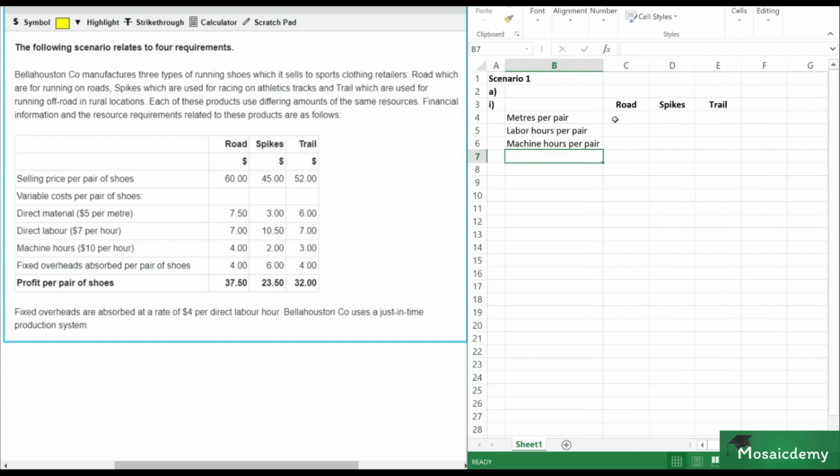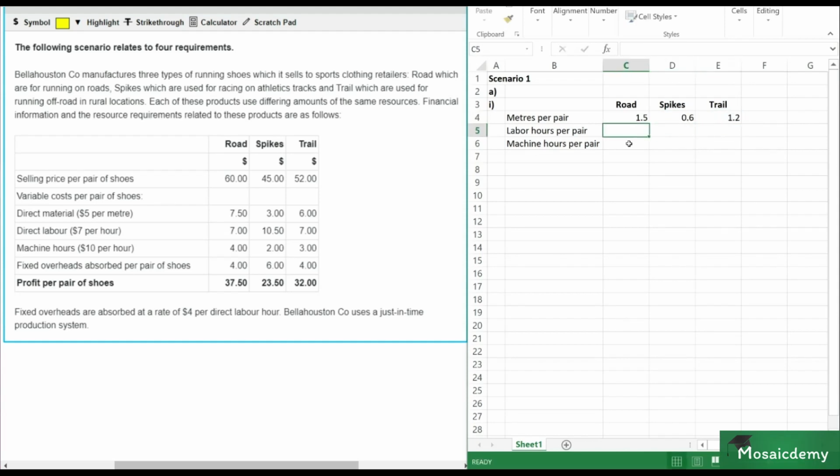So how will we calculate it? Well, for road it says the total material cost is $7.5, and if the cost is $5 per meter, we can find how many meters that comprises. We take the 7.5 and divide by 5, meaning we have 1.5 meters per pair of material required, because 1.5 meters times $5 per meter gives us the total cost of $7.5 per pair. And we'll follow the same logic for spikes, which will be 3/5, and for trail, which will be 6/5.